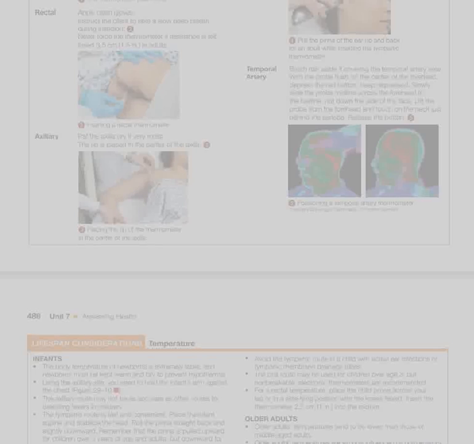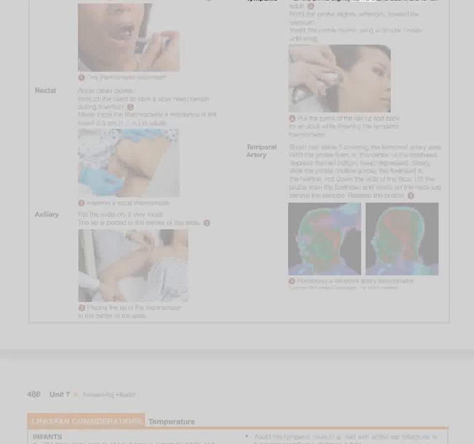Oral thermometer placement. Positioning a temporal artery thermometer. Pull the pinna of the ear up and back for an adult while inserting the tympanic thermometer. Placing the tip of the thermometer in the center of the axilla. Inserting a rectal thermometer. Tympanic: pull the pinna slightly upward and backward for an adult. Point the probe slightly anteriorly, toward the eardrum. Insert the probe slowly using a circular motion until snug.